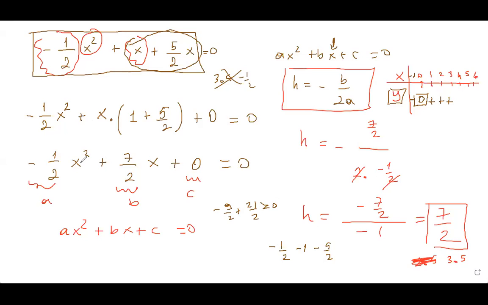When I put 4, 4 squared is 16. 16 divided by 2 is 8. So it will be negative 8 plus 4 times 7, simplified by 2, that is 14. So it's clear that this result will be negative.